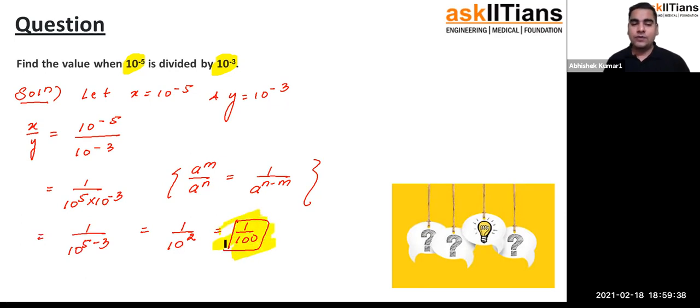Basically, there is one very minor thing which you have to keep in mind. Whenever you move any term from numerator to denominator, or from denominator to numerator, the sign of the power changes. That is the only thing you have to keep in mind. The rest of the calculation is very trivial. So please go through it. Ask me if you have any query.